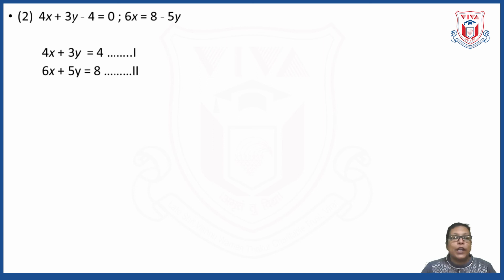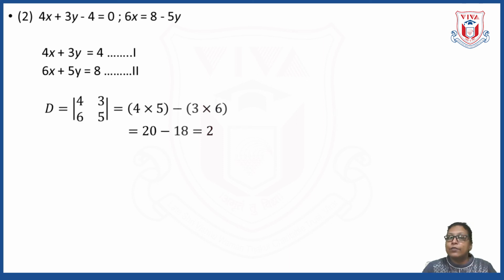The next thing is to write down the determinants, that is D, Dx and Dy. So let us write down D first. As I have said, see only the coefficients from the left hand side. Coefficients of equation 1 you write down as the first row and coefficients of equation 2 you write down as the second row. So you will see D as 4, 3 in the first row and 6 and 5 in the second row. Solve it. 4 into 5 minus 3 into 6. So 20 minus 18. The value of D is 2.